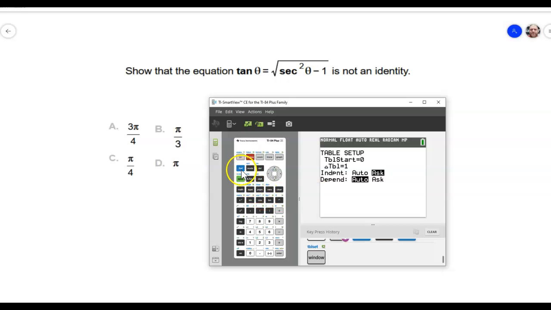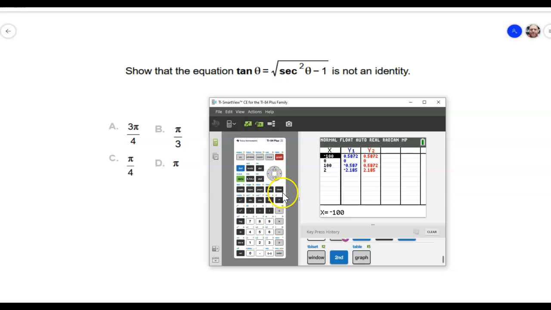And then if that's good, you're going to hit second graph, and I'm going to clear this data out here. So delete, delete, delete. And then I'm just going to start putting in these 4 values and see when I get a y1 and a y2 that are different from each other. So let's try 3 pi over 4. So 3 second pi divided by 4. And, oh, right away, this value is -1 on the left and a +1 on the right.